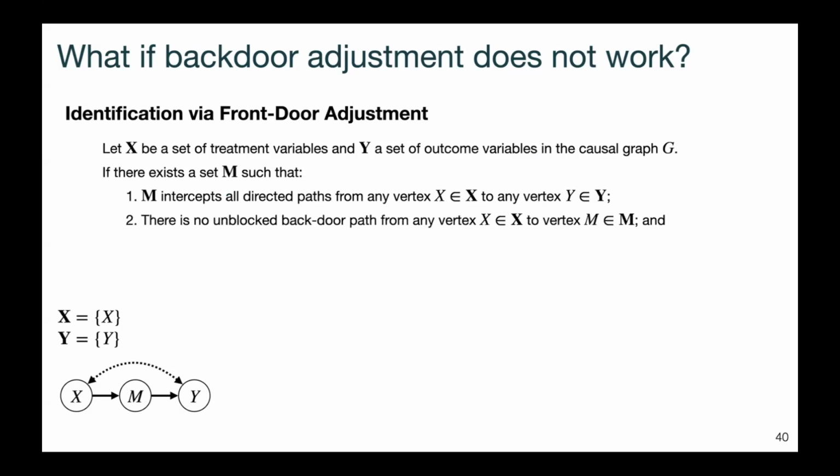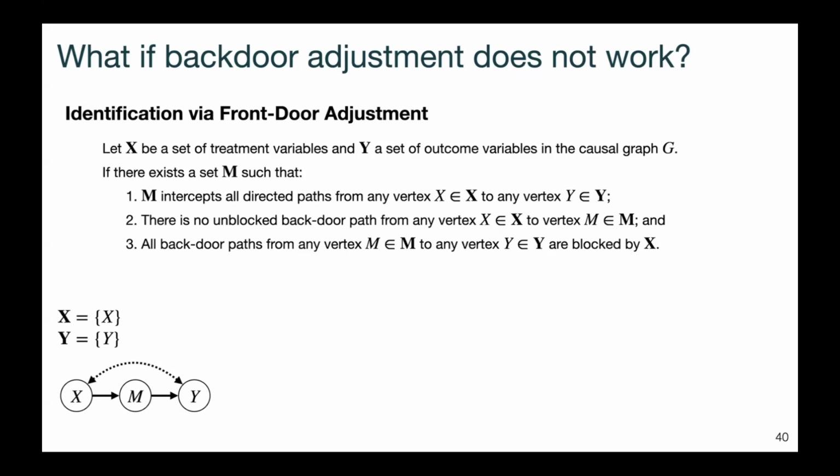Another condition is that I cannot have unblocked backdoor paths between any of these X's and these M's. So I cannot have a bidirected edge here. So this has to be unconfounded. Then all backdoor paths from M to Y have to be blocked by X. So the effect of M on Y has to be identifiable through conditioning on X.